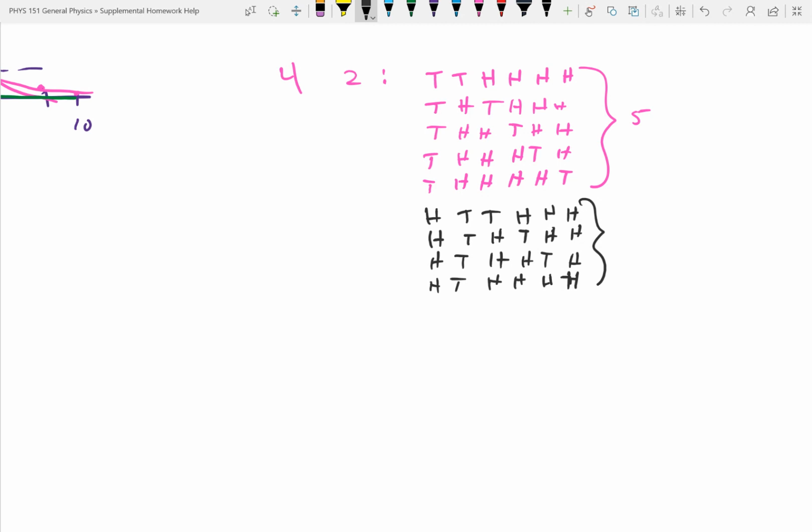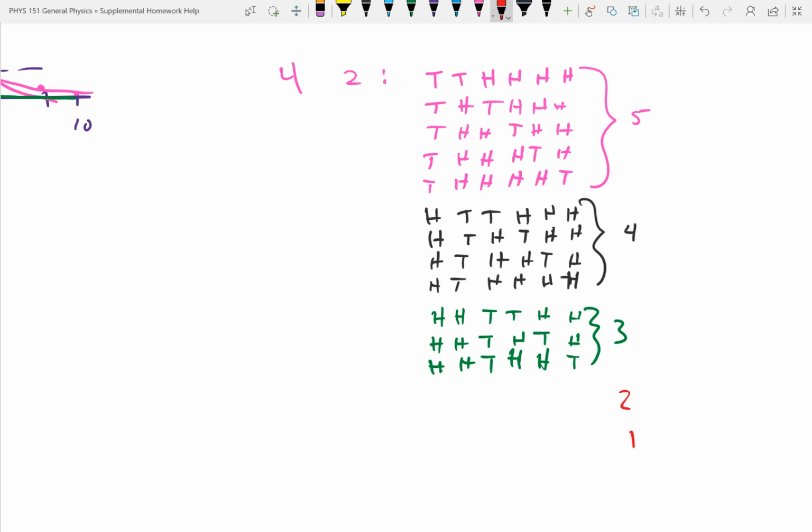So that's 4 options where I have tail as the second one. How many am I going to have with tail as the third one? Wait, there's no more. That's 3. So that's going to be 3. How many are you going to have? 2. And? 1. Okay. So how many total do I have in that case?